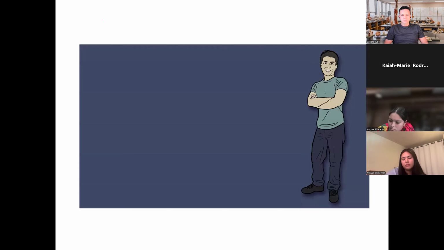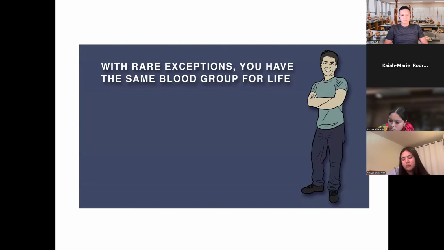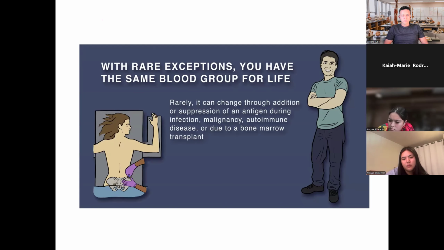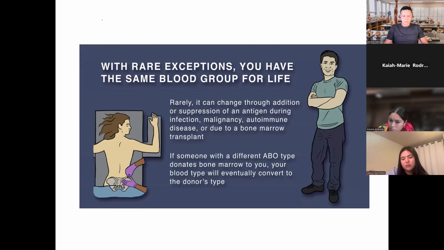It must be noted that with rare exceptions, an individual has the same blood group for life. On rare occasions, it can change through addition or suppression of an antigen during infection, malignancy, autoimmune disease, or due to a bone marrow transplant. If someone with a different ABO type donates bone marrow to you, your blood type will eventually convert to the donor's type.